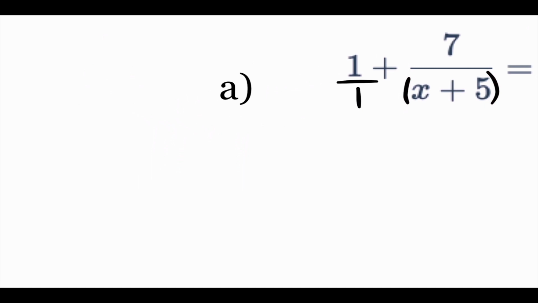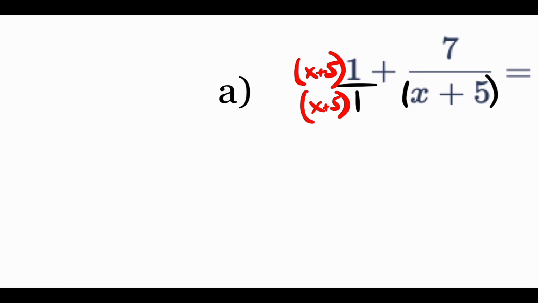Well, this guy over here needs an X plus 5, right? The other guy, it's technically already got a 1, right? The 1's right. You can do that if you want, but you don't need to. Okay? And then we say common denominator, X plus 5.